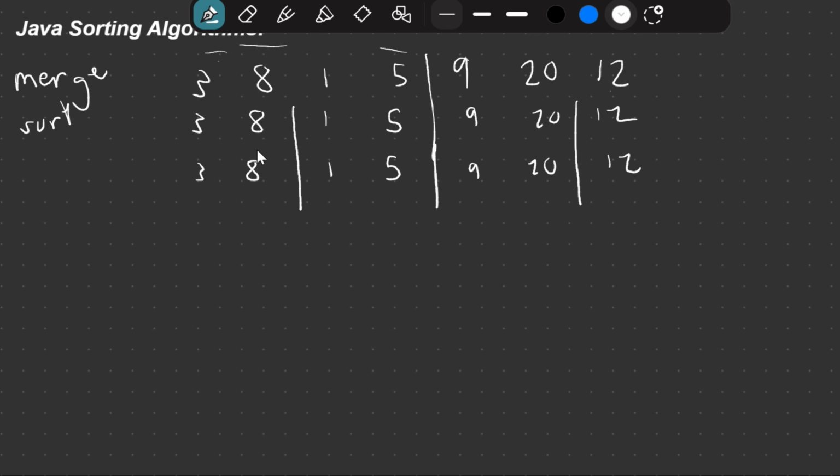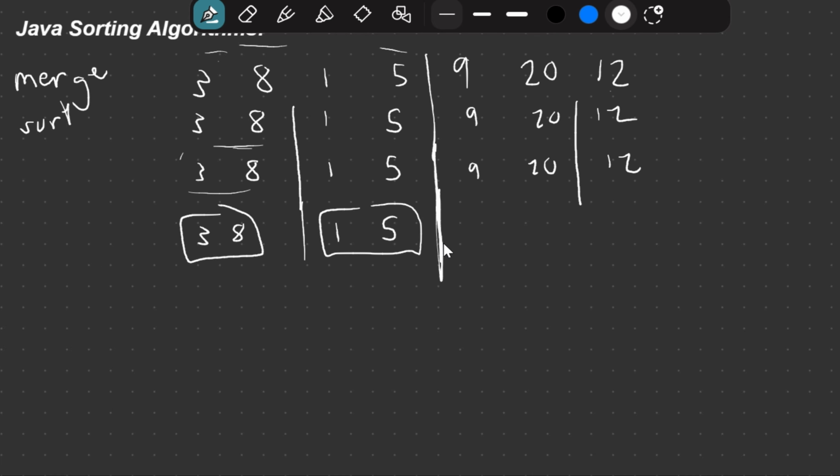So now, if we first look at this section here, we have to order 3 and 8. And luckily, 3 and 8 are already ordered, so we can just leave that how it is. And that's ordered. Next, looking at 1 and 5, those are already ordered as well.